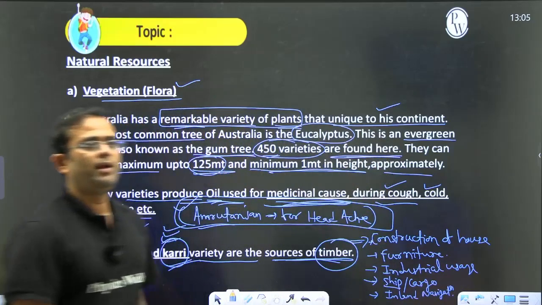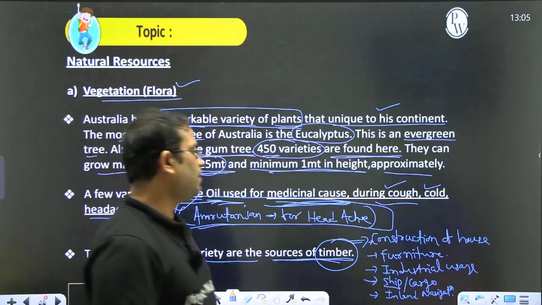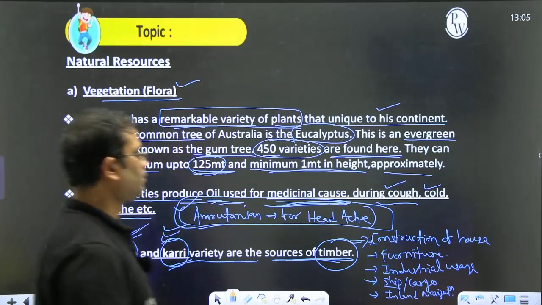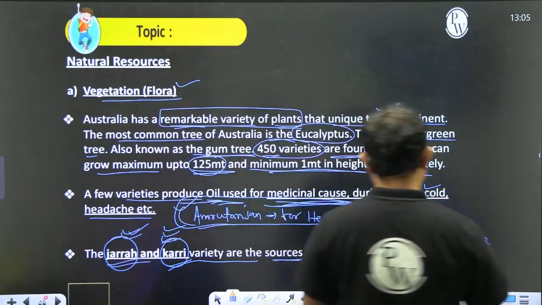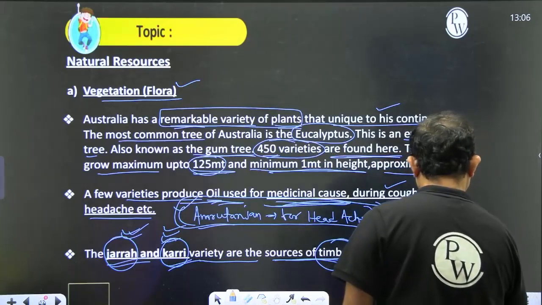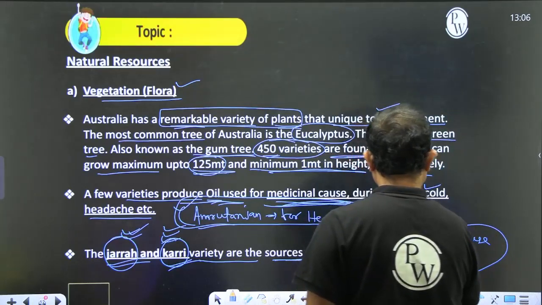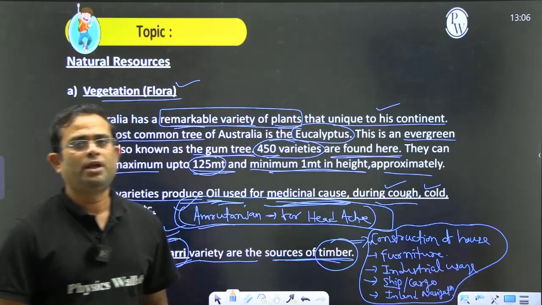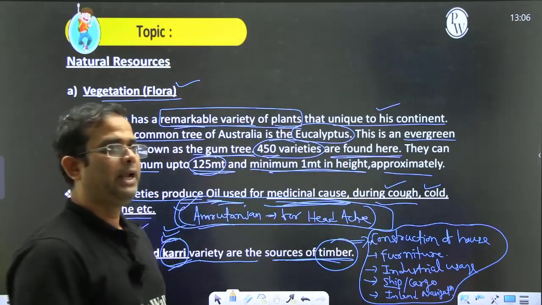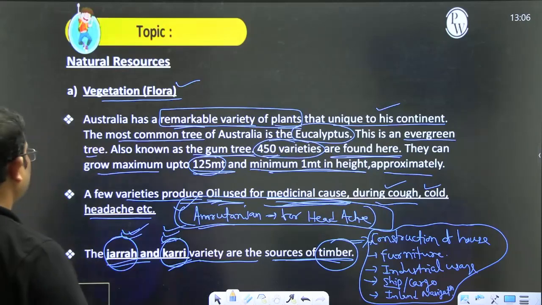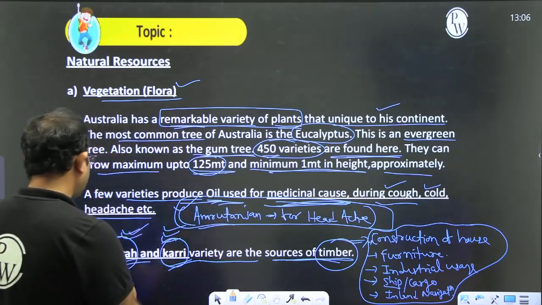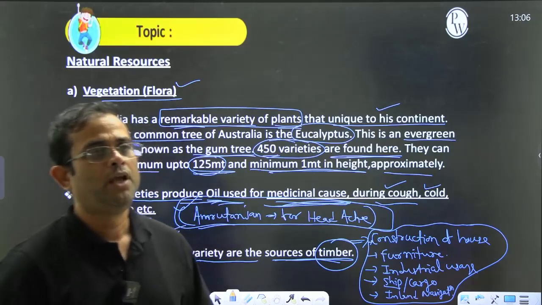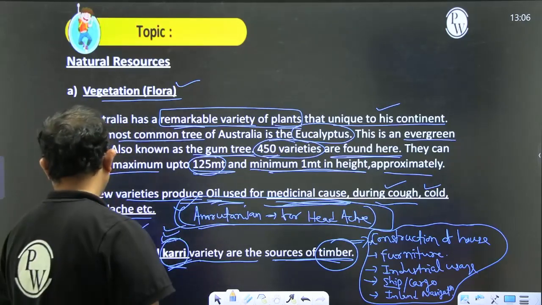Inland navigation is where they mostly use this. Jarrah and Karri, you have to remember these. These are the two varieties of timber that are mostly used for this.